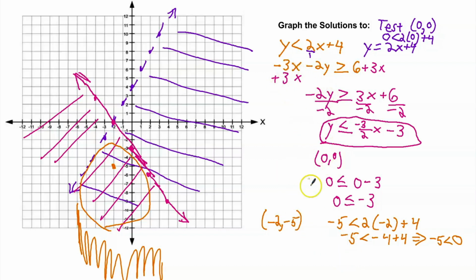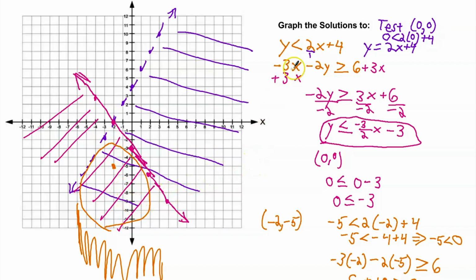So I take -2, plug it in there. I get -3 times -2 minus 2 times -5, and we want to know, is it greater than or equal to 6? Well, -3 times -2 is 6. -2 times -5 is 10. Is 6 plus 10 greater than or equal to 6? Yes! So we have a point in the region that we see as our solutions that works in both inequalities.